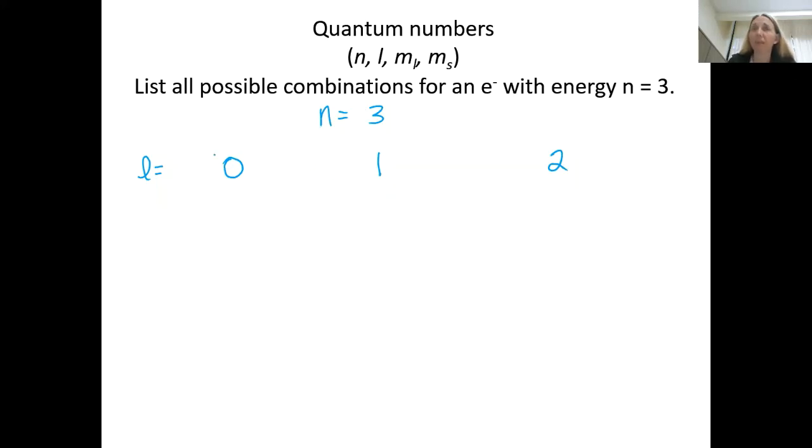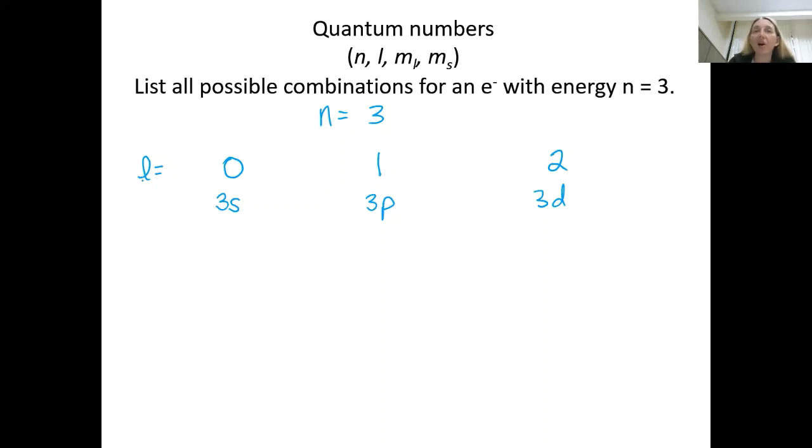Now remember, these L values correspond to a letter, right? So if my L is 0, then with n equals 3, that is a 3s. If my L equals 1, it's a p, and if we're in energy level 3, then it's 3p, and 2 is d, and that energy level is 3. So these are all just reminders.